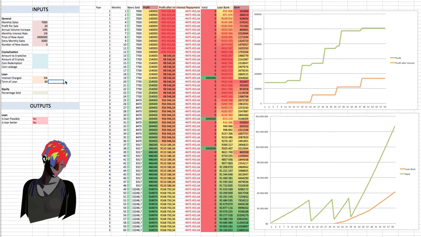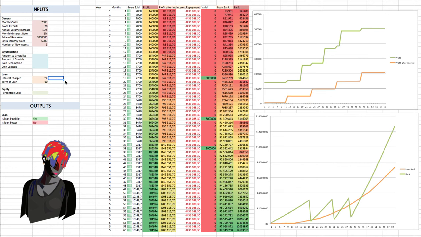But let's see if we extend the loan. Even if we extend the loan, we're seeing that 5% is our limit. What about 4.5%? Then the loan is possible. This is interesting: the loan is possible, but it's not better. And you can see over there what is happening graphically.